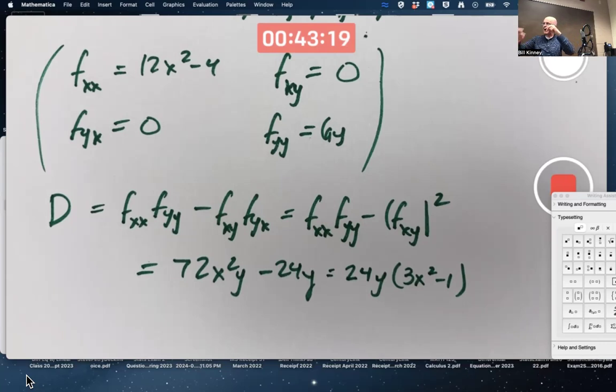It's called a saddle point. It's a max in one direction and a min in another direction, if D is negative. If D is positive, then the critical point is either a max or a min, but you have to do something else to figure out which.